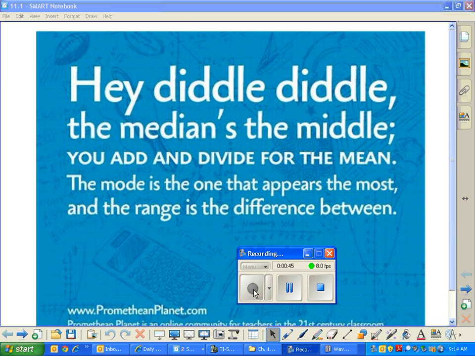The mode is the one that appears the most. You might remember that. And the range is the difference in between. And when they say the difference in between, they mean between the highest and lowest data values.